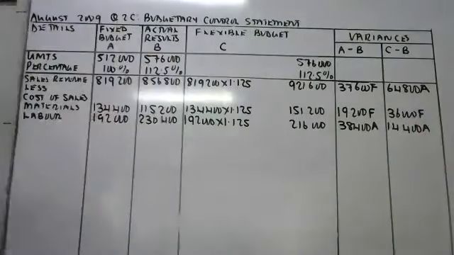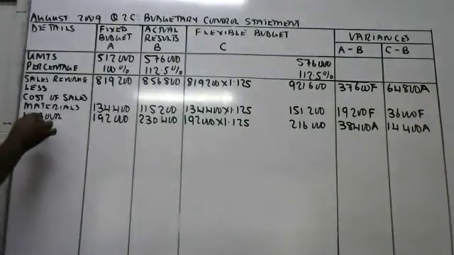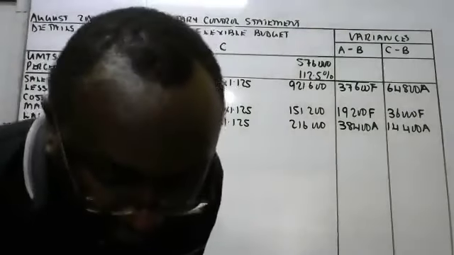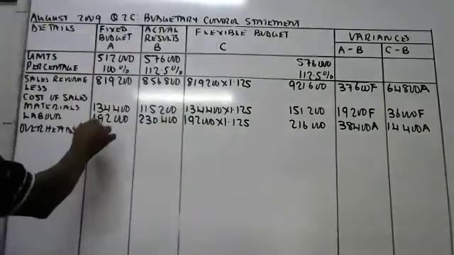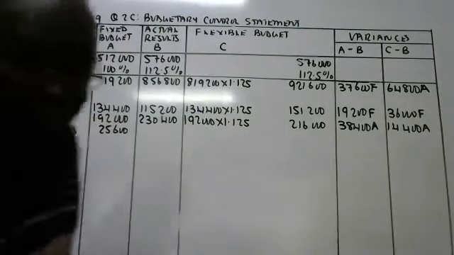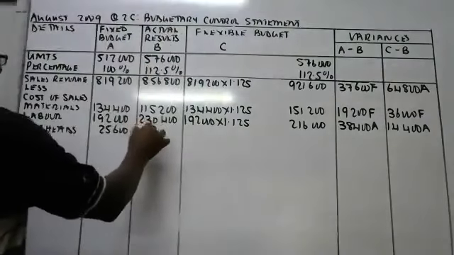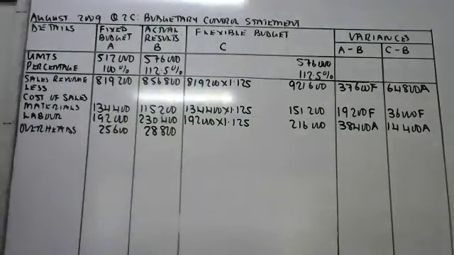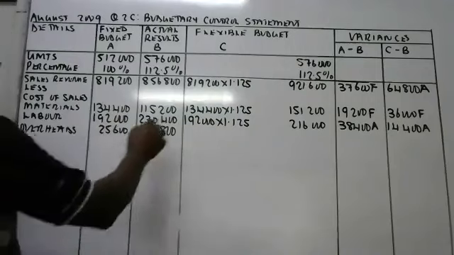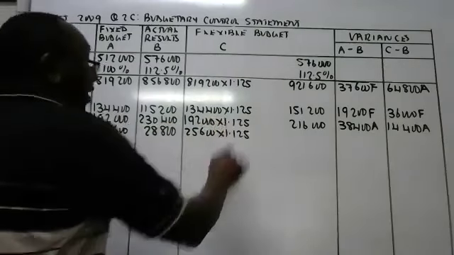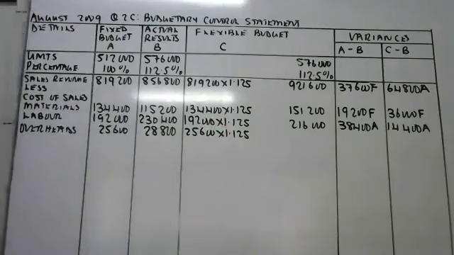The next one is overheads. Overheads, we have 25,600. In the actual, we have 28,800. Is it a variable cost? Yes. It is a variable. Yes. It is indicated up there. 25,600 times 1.125.